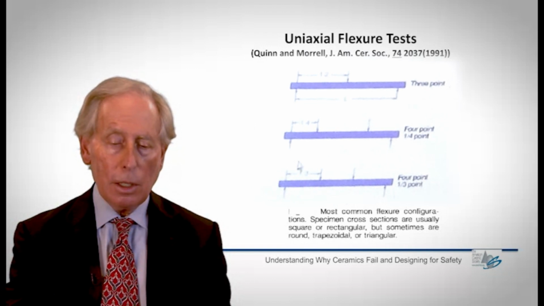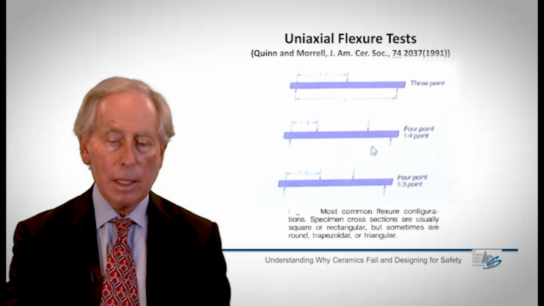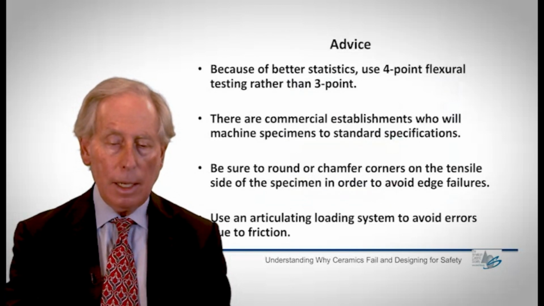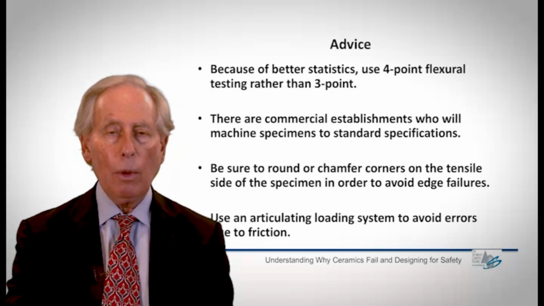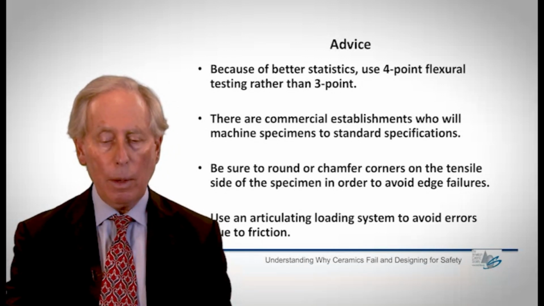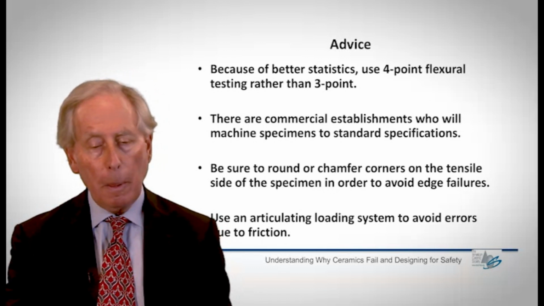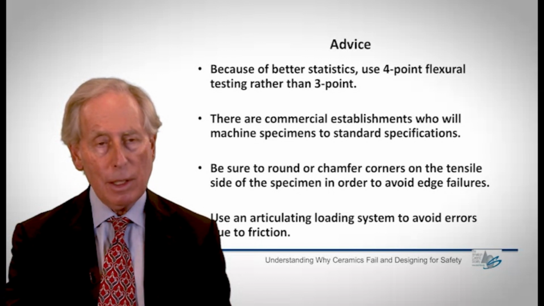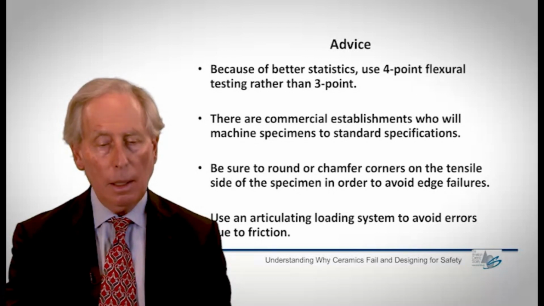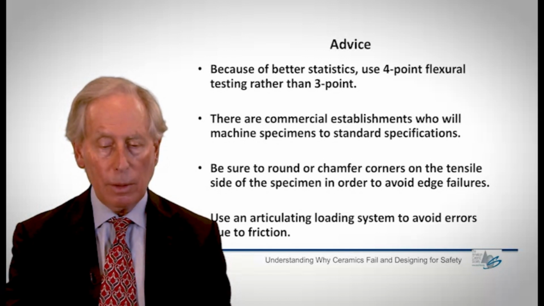But there are other concerns with 4-point bending. You've got to be careful how you support the edges. You've got to be careful there's no friction at the loading points and so forth. But this is a very nice schematic of how the test is done, and a few things of advice. I mentioned, when possible, use 4-point flexure rather than 3-point flexure. There are also commercial establishments who will machine specimens to standard specifications for you. I can give you their names, or you can find them in other places, but I think that's important.